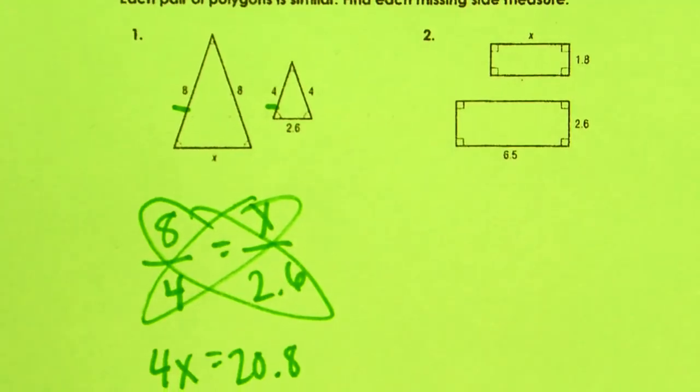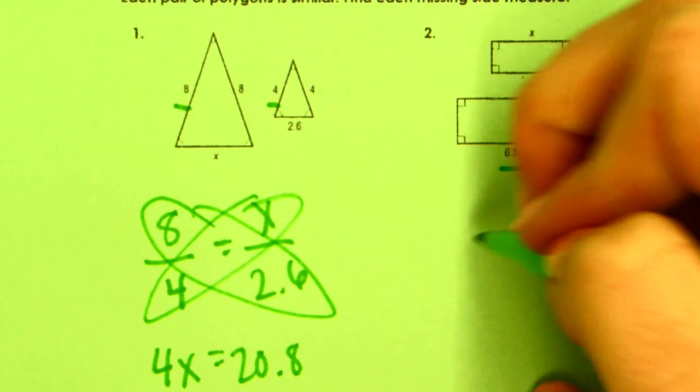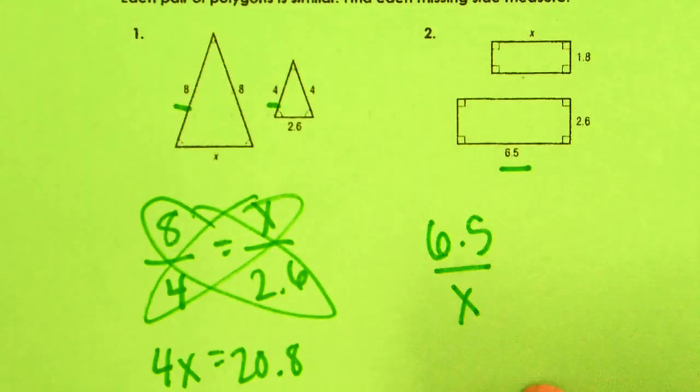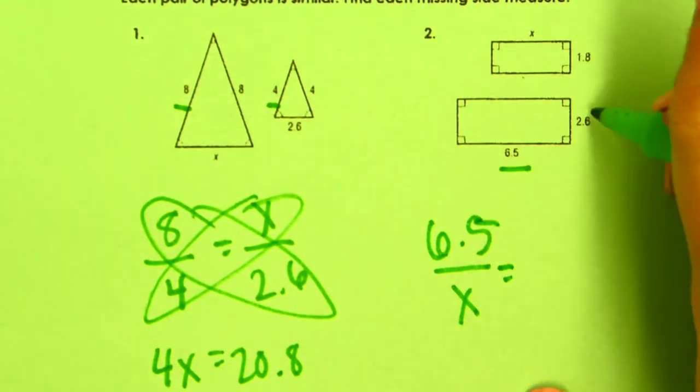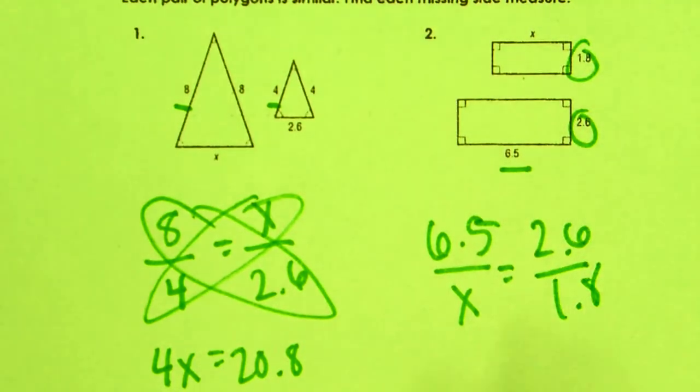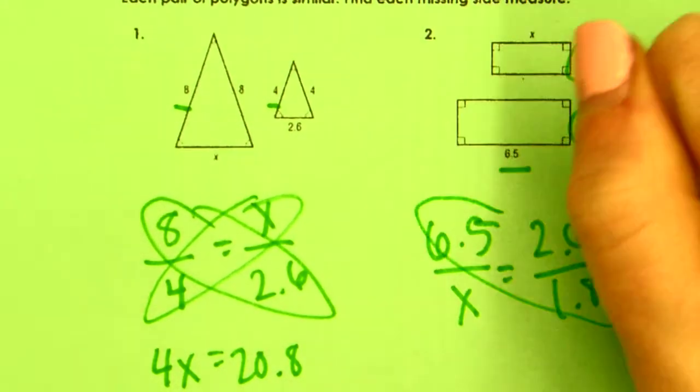Again, I always do big over small. If I start with a 6.5 on the big rectangle, I have to use the x on the small rectangle because those sides correspond. And then if I do 2.6 on the big rectangle, I have to use the 1.8 on the small rectangle because those sides correspond. And then I'll cross multiply.